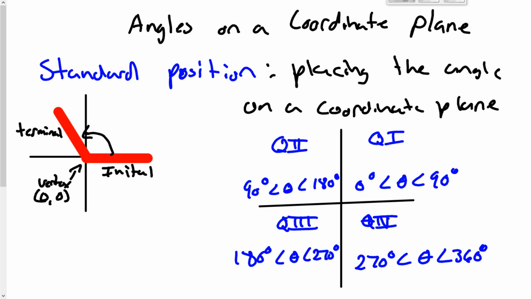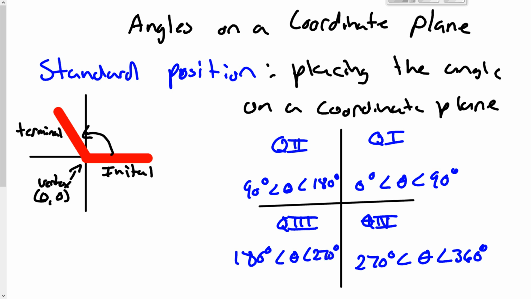And then if you keep on spinning it, it can land back in the first quadrant again. It would just be more than 360, right? Because you can keep on rotating this angle as many times as possible, around and around. And that's where we get this idea of coterminal.